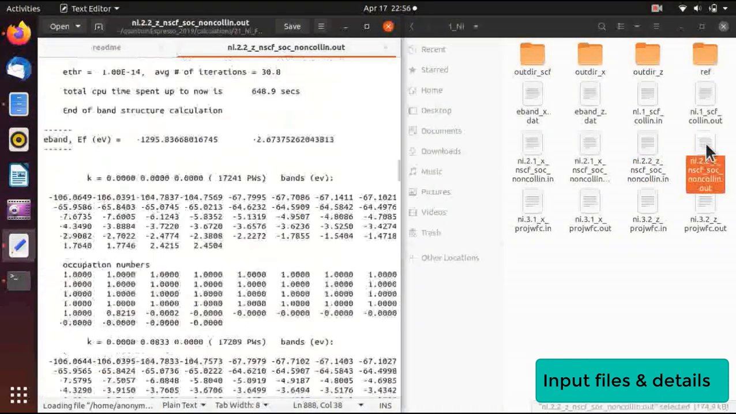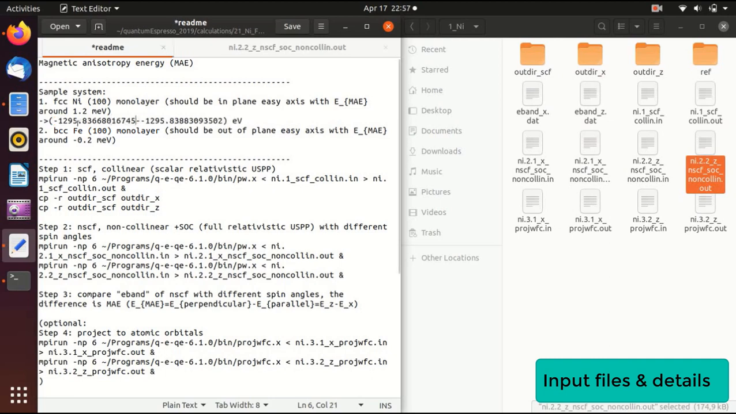And this is the output file here. You should check whether there's any warning. If not, you can find where's the E band here. If you cannot find this line of E band here, you have forgotten to add the verbosity equals high line in the input file. Just add it, and then there should be this line here. So we copy and paste here, yeah.